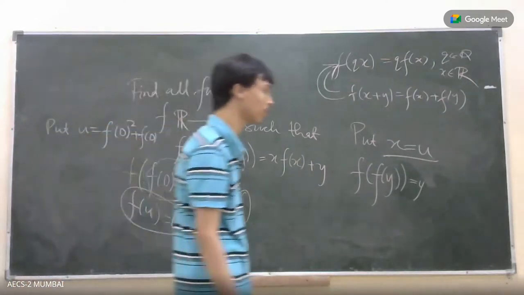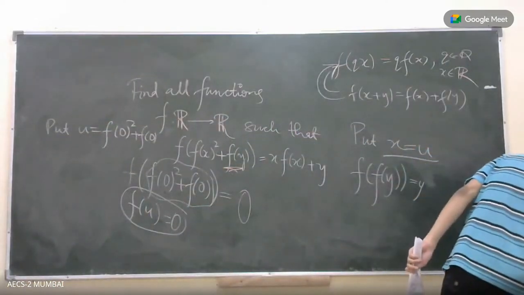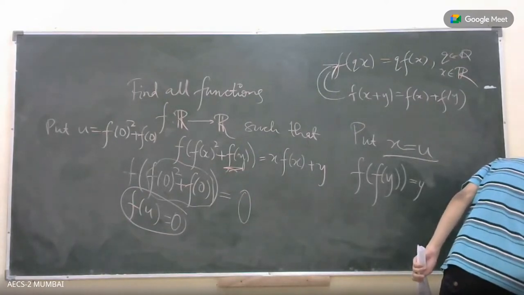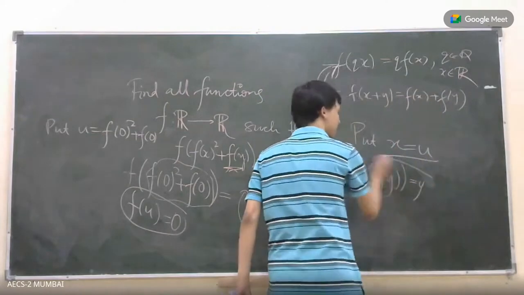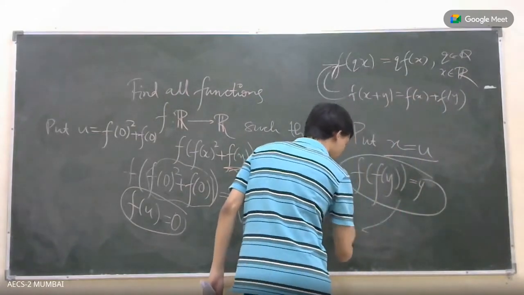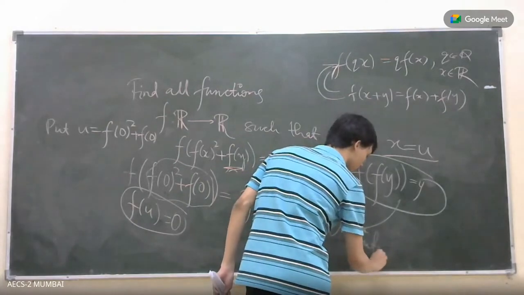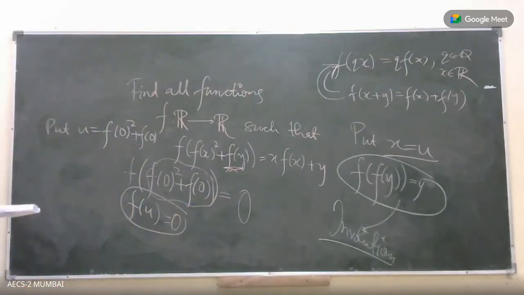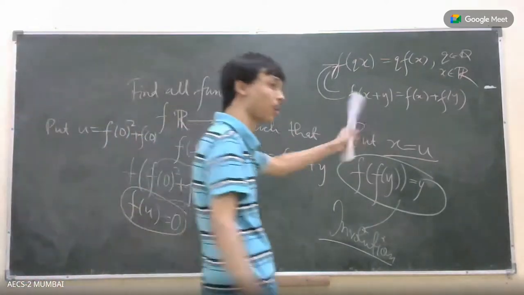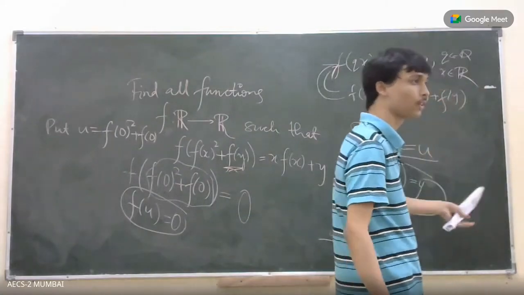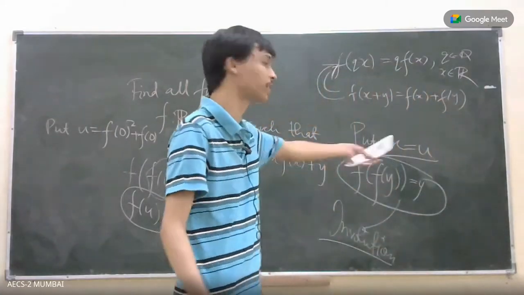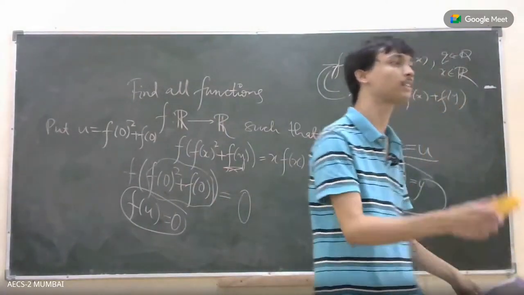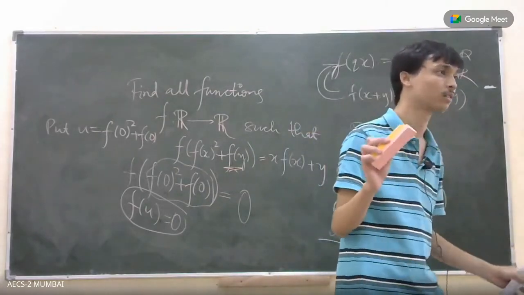So now, once again, like Cauchy and Jensen, this will have a very special name. It's called an involution. Functions that satisfy f of f of y equal to y for all y, for every input, are known as involutory functions, or this is known as an involution. Involution basically means that if you apply the same function twice, you get back what you had.